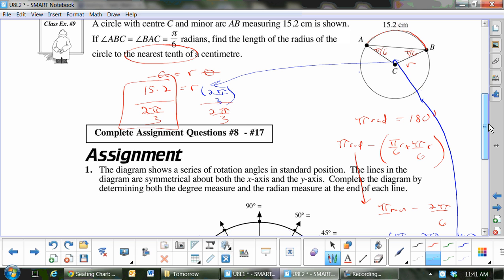What are we getting? That's what I'm getting. 7.26, right? 7.3 centimeters. I thought you said 7.6. Okay. 7.3 centimeters.